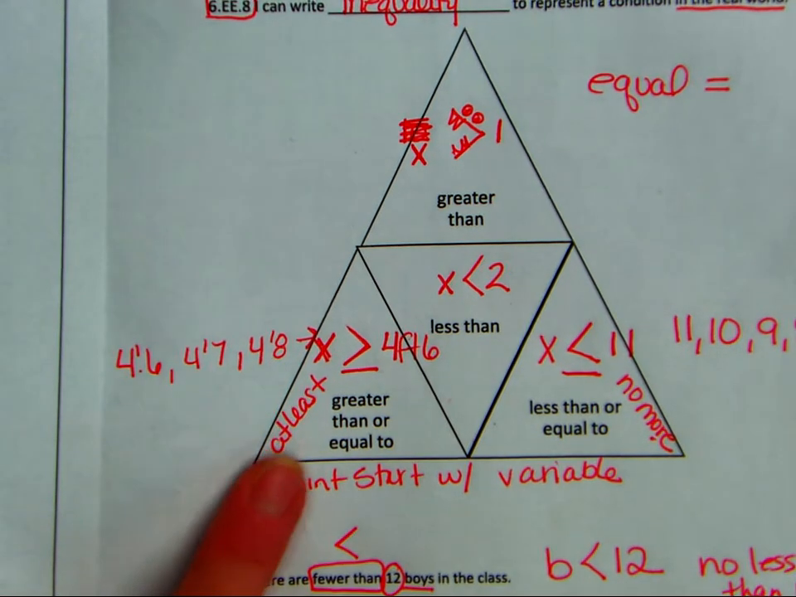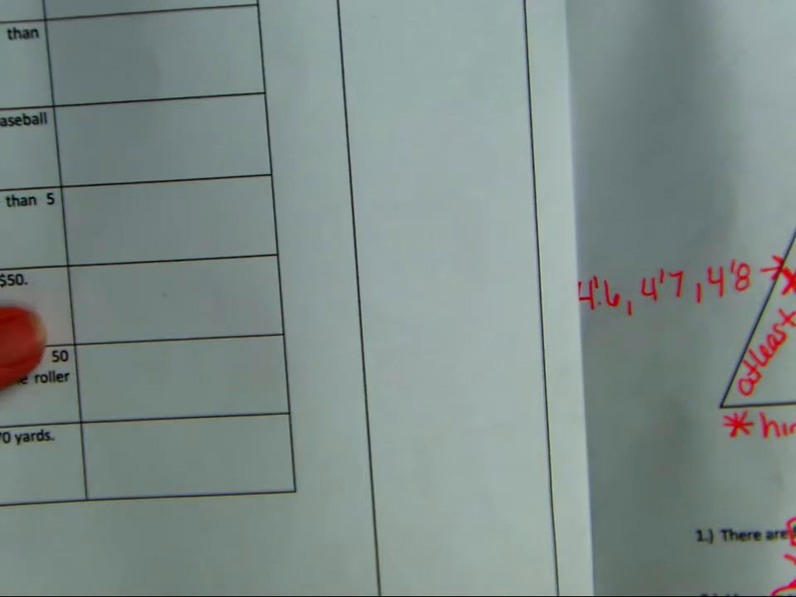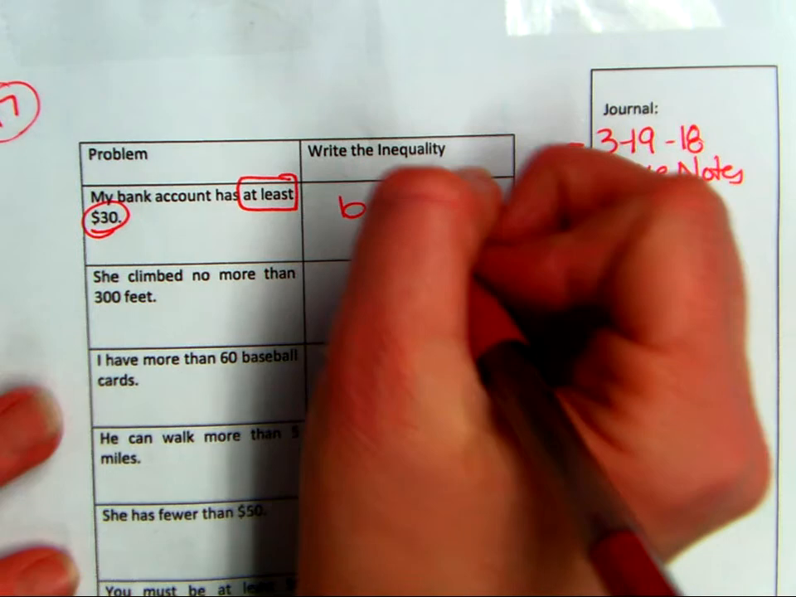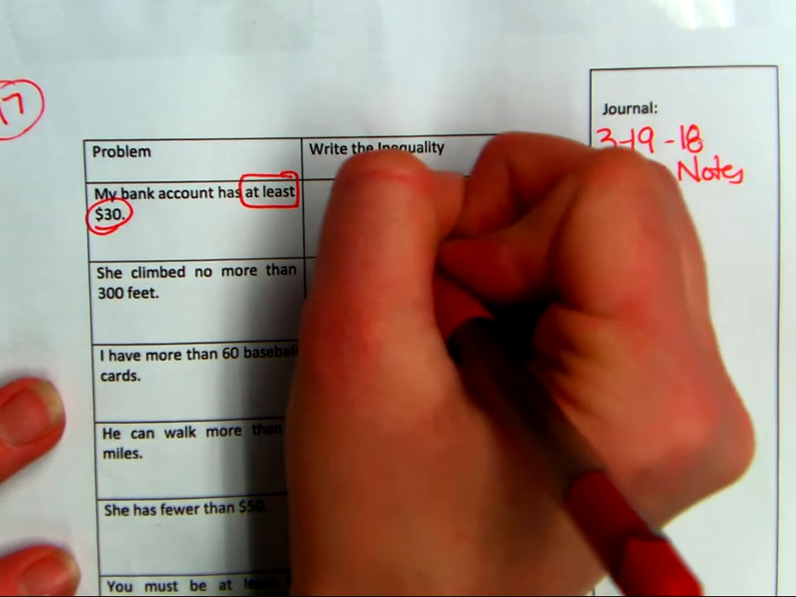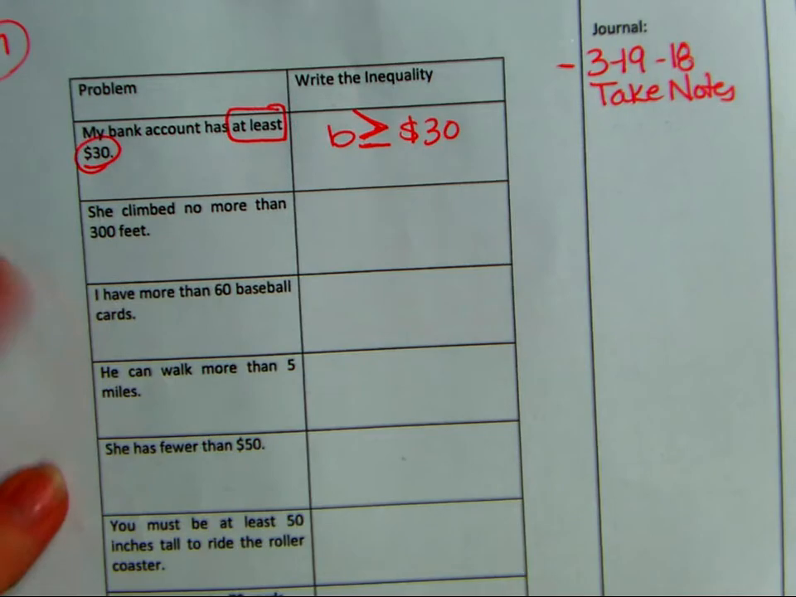We're saying at least, so that tells us we're going to be in this greater than or equal to. So I'm going to go back. Greater than or equal to $30. Okay, let's do the next one.